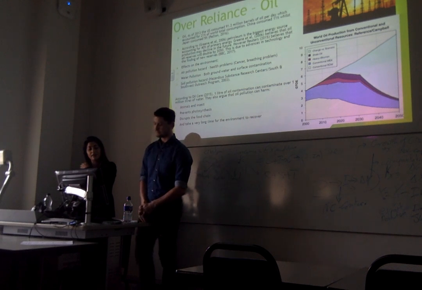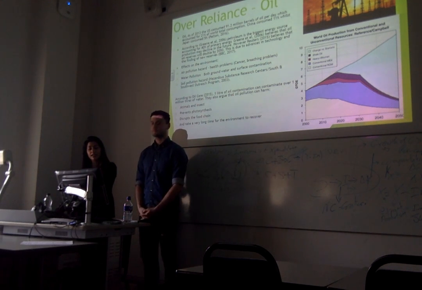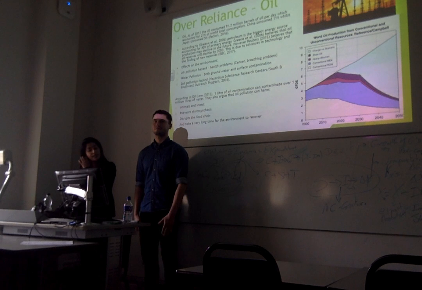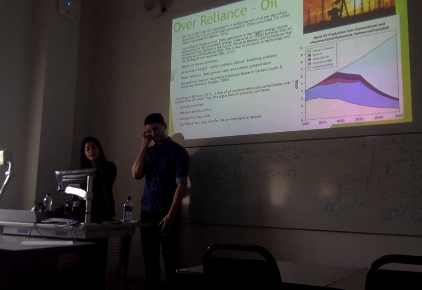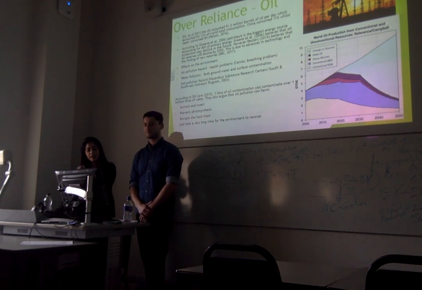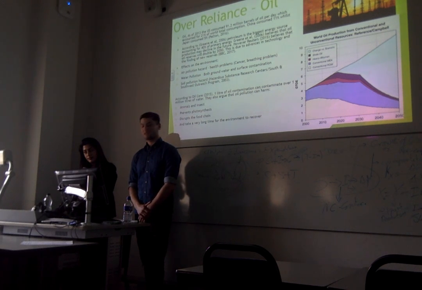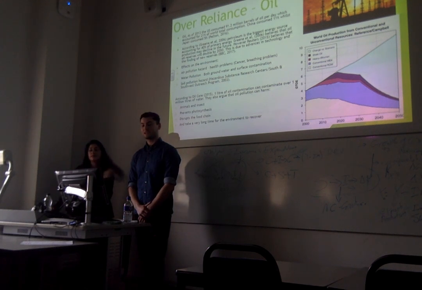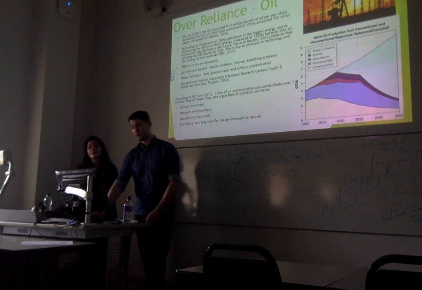So the effects on the environment: there's air pollution hazard, which causes health problems such as cancer and breathing problems, and then there's water pollution, both groundwater and surface contamination, and then there's soil pollution hazard. According to Oil Care, 1 litre of oil can contaminate over 1 million litres of water. They also argue that oil pollution can harm animals and insects, prevents photosynthesis, disrupts the food chain, and can take a very long time for the environment to recover.